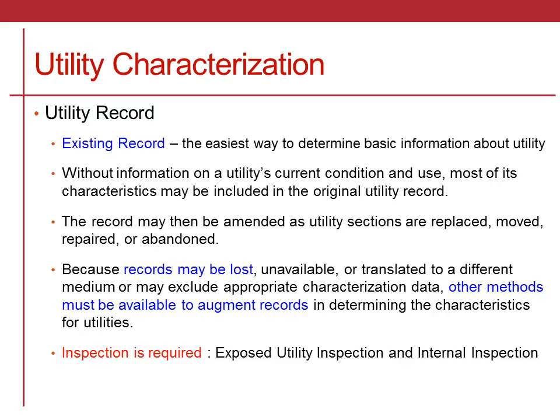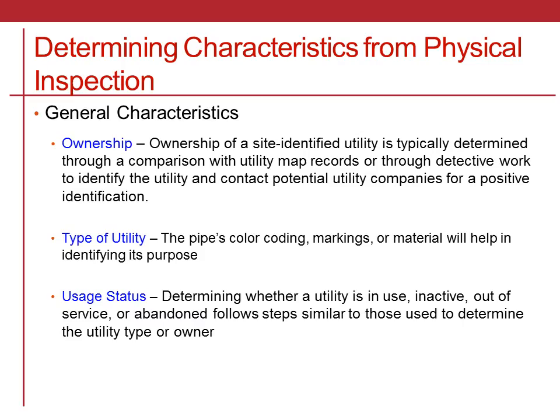To deal with this problem, inspection is required, and there are two inspection methods. First, exposed utility inspection, and second is internal inspection. Before full-scale inspection, we can get general information from ownership, type of utility, and usage status. Based on this information, we can estimate the current condition of a utility.